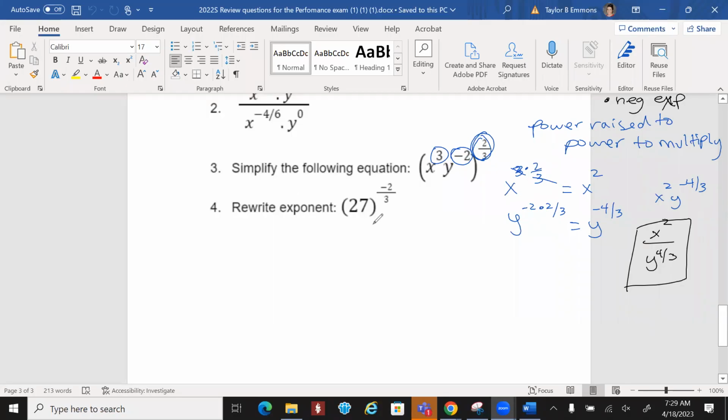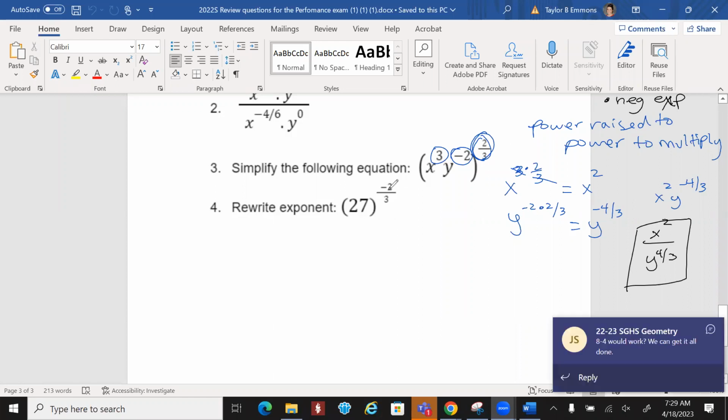This one's a little tricky because it looks hard, but it's really not. Okay, for a negative exponent, what am I going to do with this? I'm going to flip it, right? So this is going to be rewritten as 1 over 27 raised to the 2/3. Now, I have 1 over 27 raised to the 2/3.